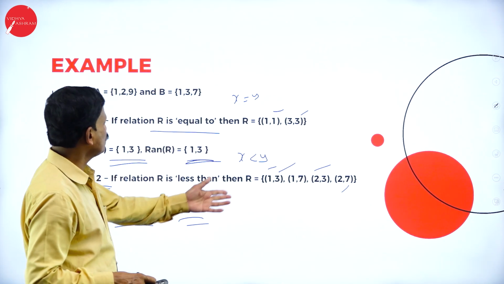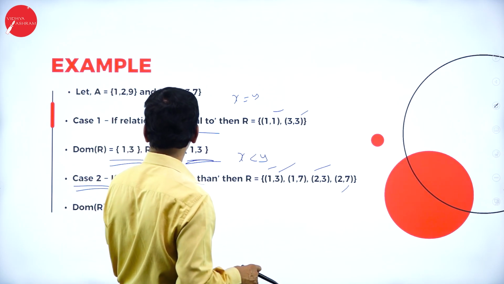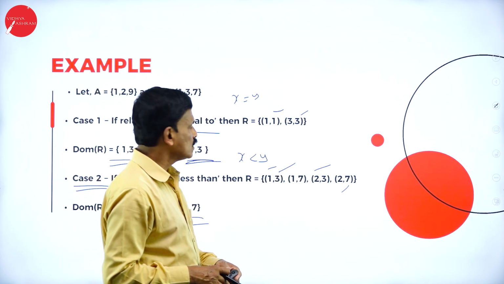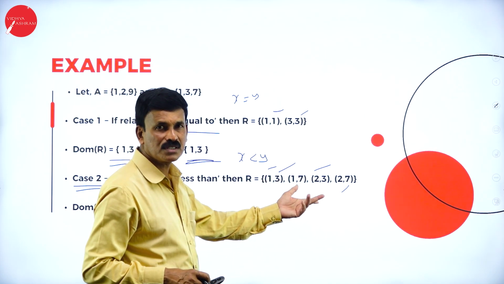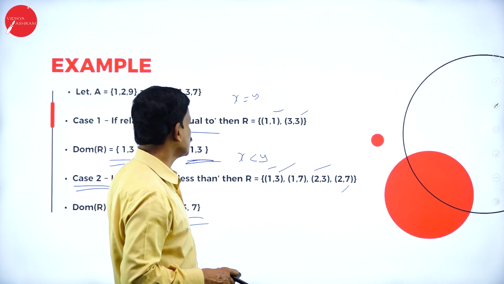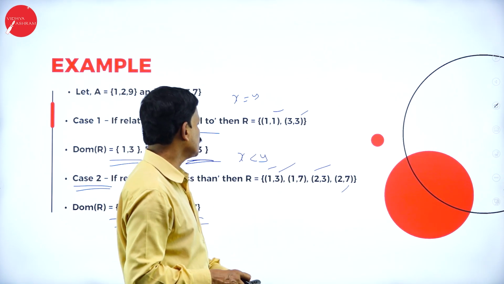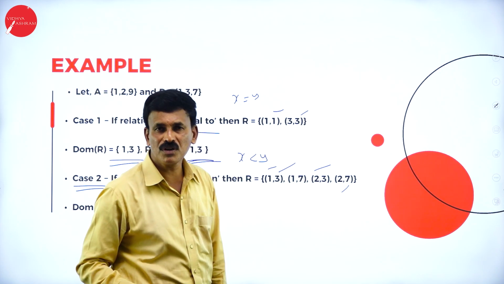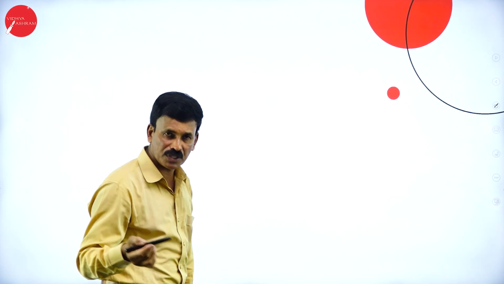Now is this reflexive? This is not reflexive. (1, 1), (2, 2), (3, 3) do not belong to R. Symmetric? This is not symmetric. (1, 3) is there, but (3, 1) is not there. And if you want to check transitive, this is not an example for reflexive, symmetric and transitive. Let me take one more example.